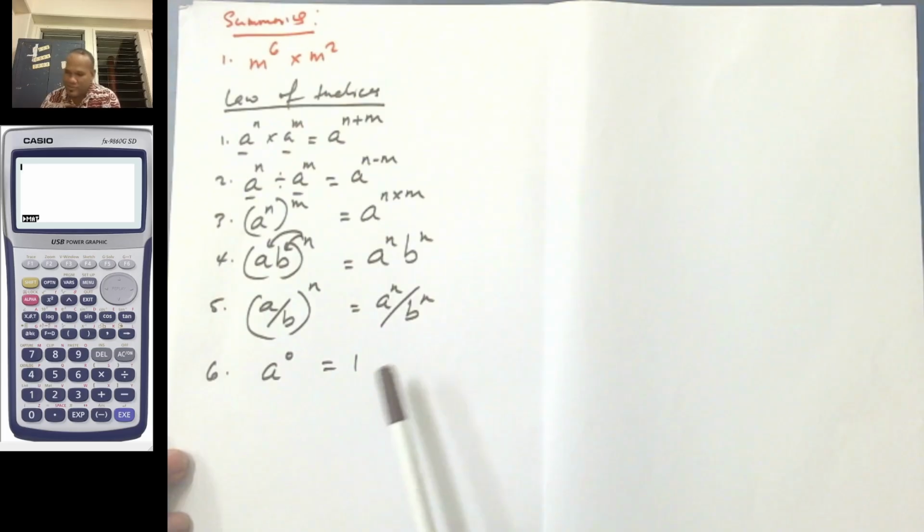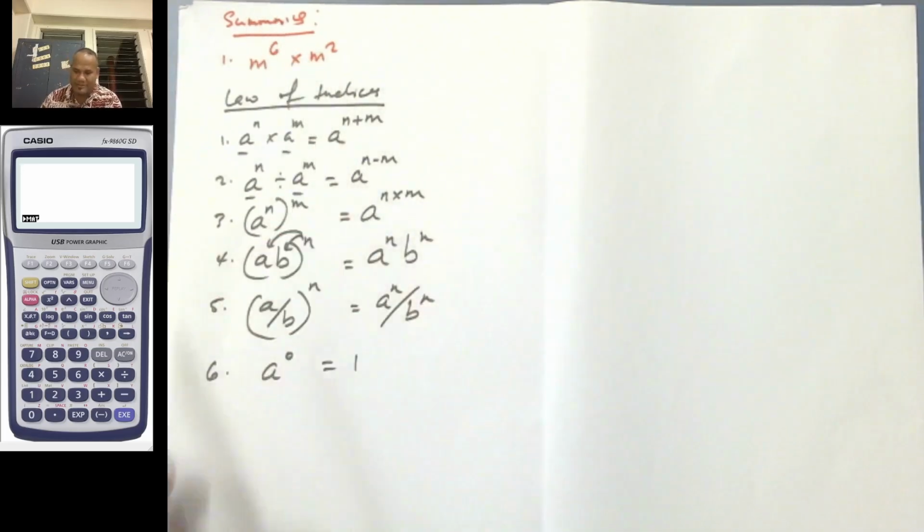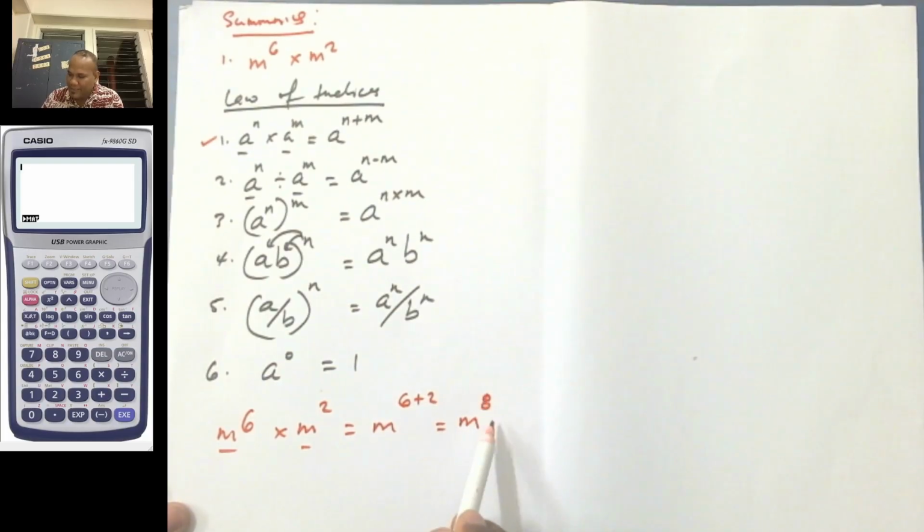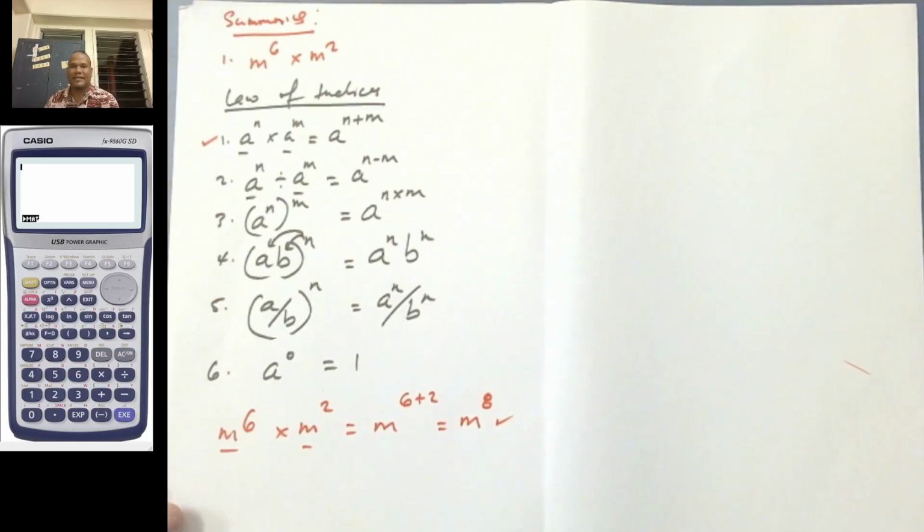We then use these laws in applying this question. So let's apply them here. We said m to the power of 6 times m to the power of 2. Since they are multiplying with the same base, I'll use the first law and add the powers. So this is m to the power of 6 plus 2, and that is m to the power of 8. That was the recap of what we discussed in our last class.